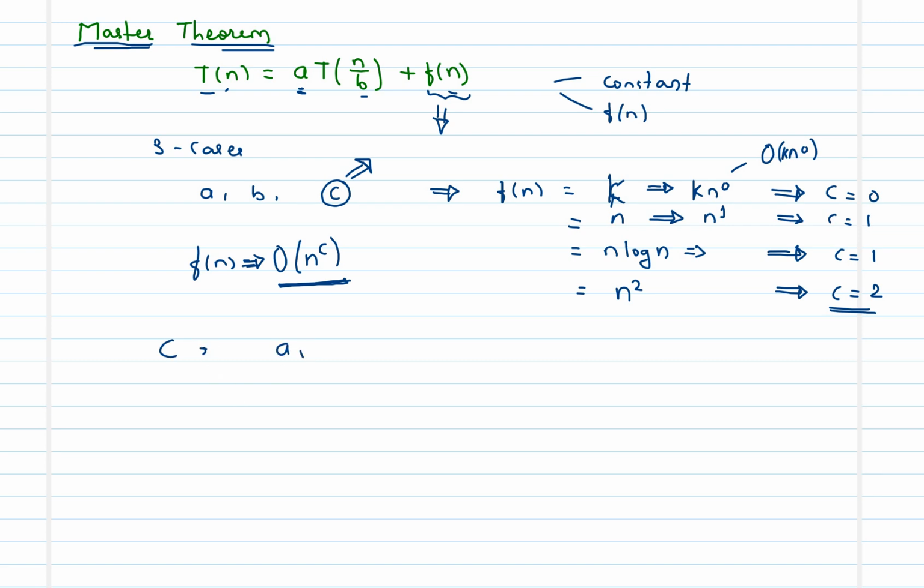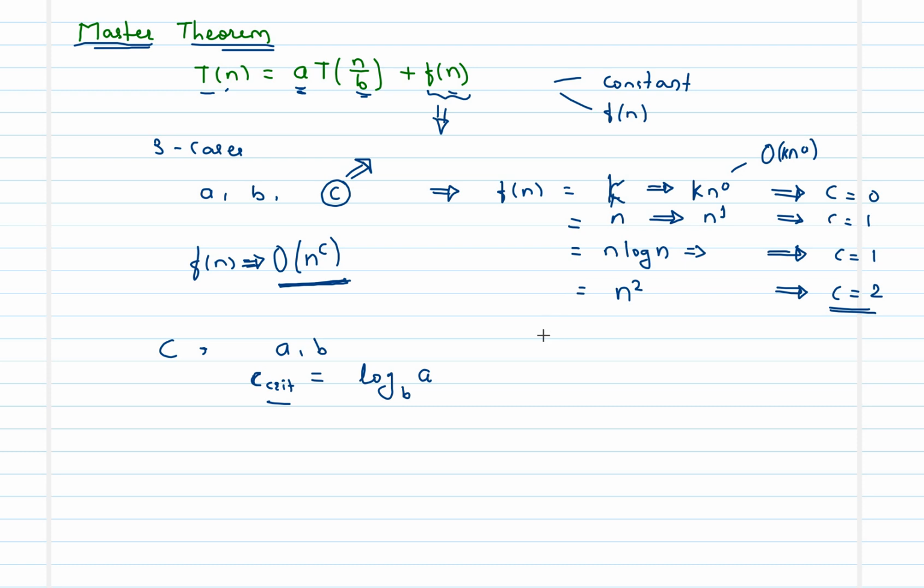Now, based on a and b, we have to calculate one more value, which I will call c critical, equal to log of a to the base b. Whatever the values of a and b are, based on that I have to calculate c critical.